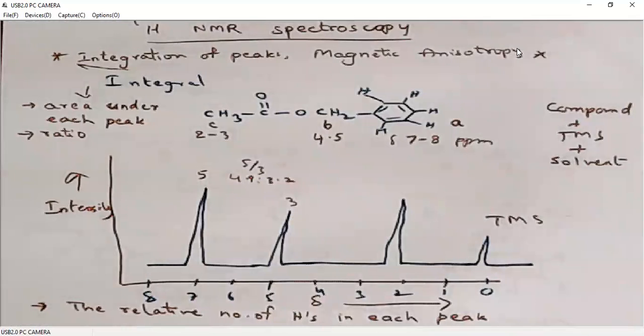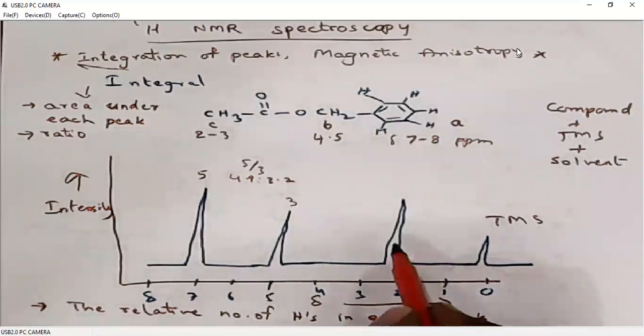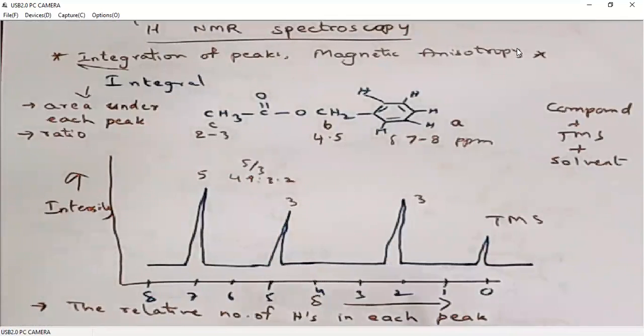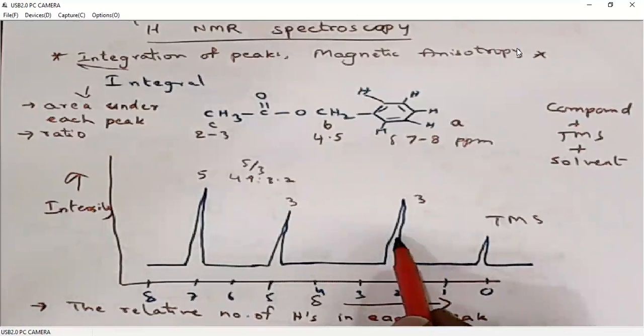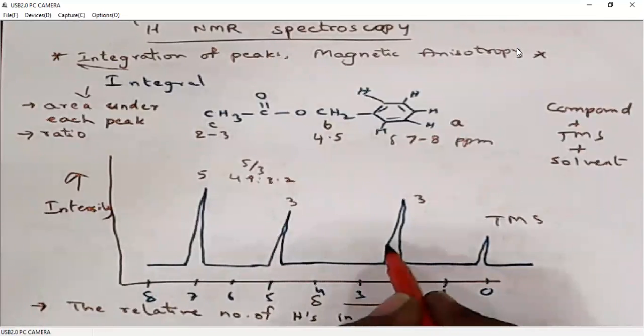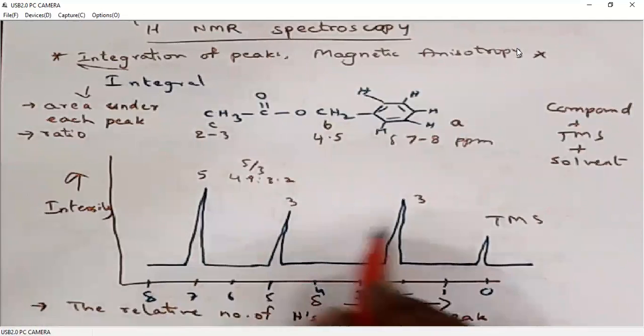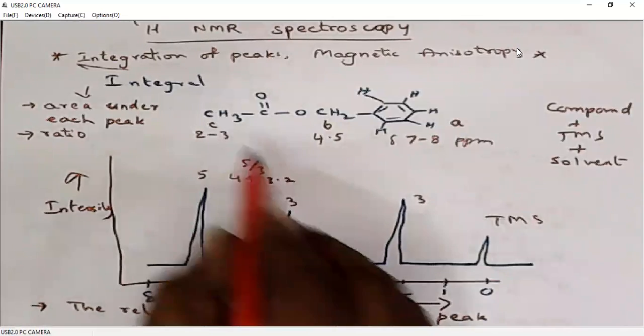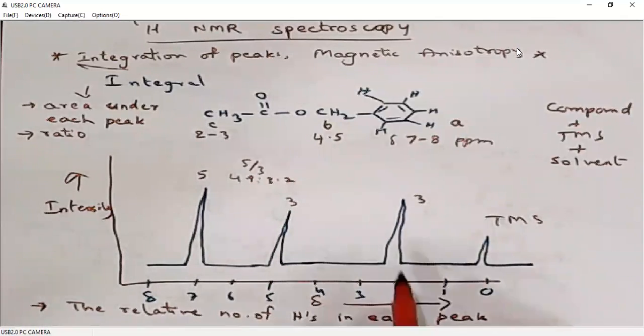During processing, if you know any one peak, say for example this peak, we know it is CH3, it should have 3 protons. Then we will give 3 to this area. The instrument has a program which will do the integration. During integration, it will calculate the area under each peak. Then if you know any one peak, for example this peak is for the methyl group, it should have 3 protons. Then I will give 3 to the area under this peak.